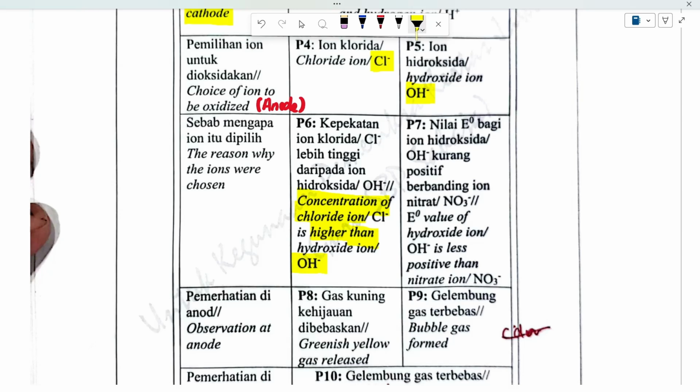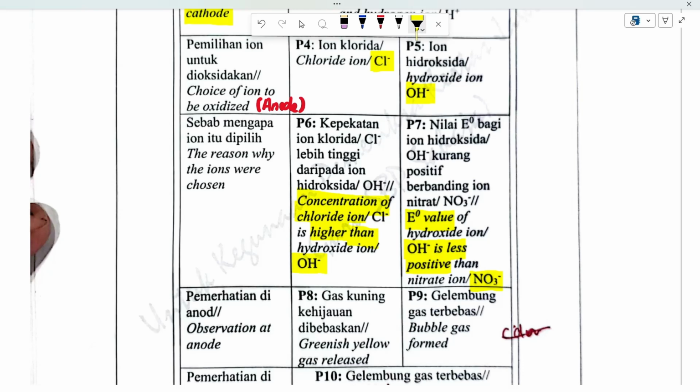And point number 7. Why hydroxide ions? No need to mention that the concentration of nitrate ions is high but it is never chosen to be discharged. No need to explain that. If we choose the hydroxide, we just focus on the E naught value. So E naught value of hydroxide is less positive than nitrate. Enough. If you choose the hydroxide, just use this reason.